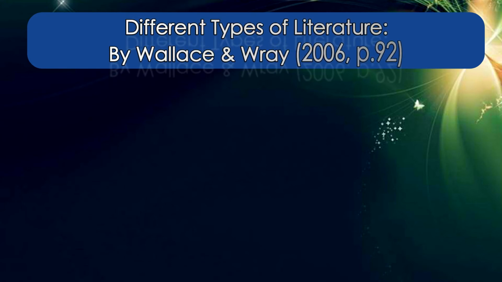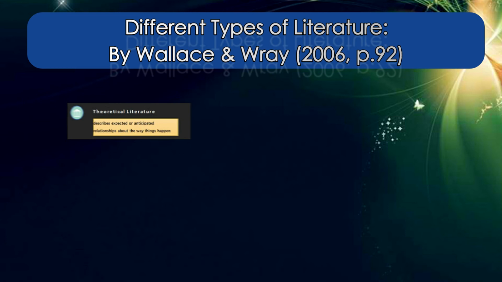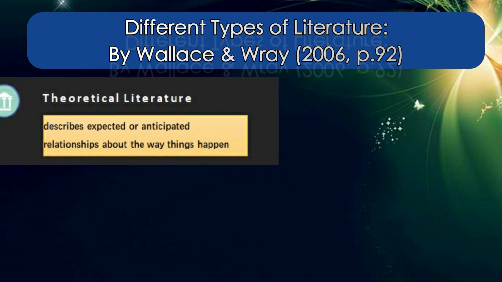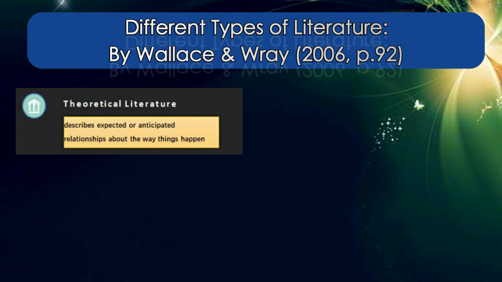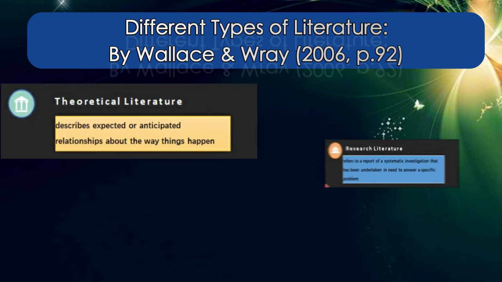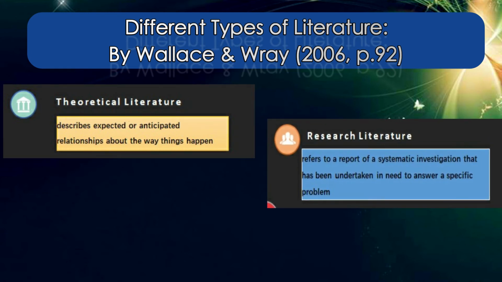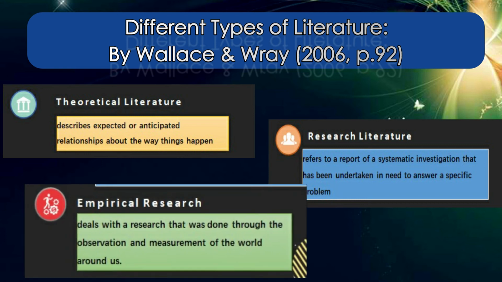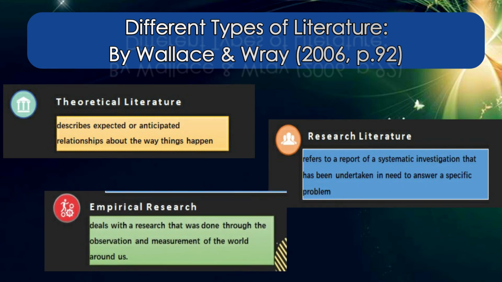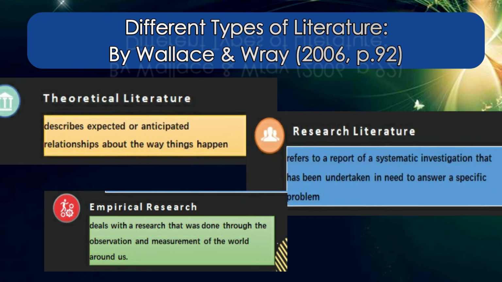We have different types of literature by Wallace and Wray of 2006. We have theoretical literature. This describes expected or anticipated relationships about the way things happen. We have research literature. This refers to a report of a systematic investigation that has been undertaken in need to answer a specific problem. And we have empirical research. Deals with the research that was done through the observation and measurement of the world around us.